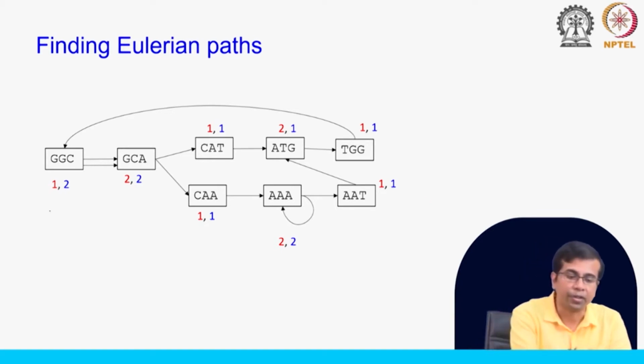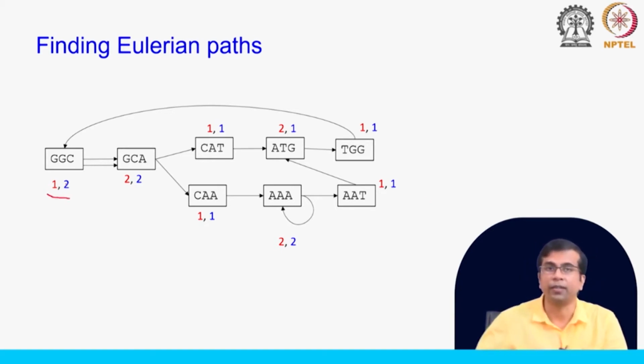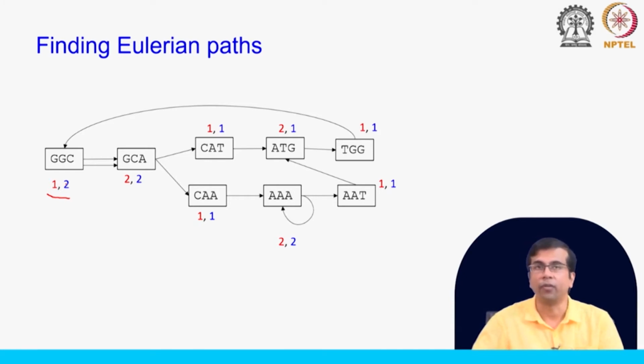In addition, I am showing these two numbers which we also introduced in the last class. The first number is the number of incoming edges, so this is the in degree for a node, and the second number in blue is the number of outgoing edges, or the out degree, for every node. We are using this convention to denote the in degree and out degree.